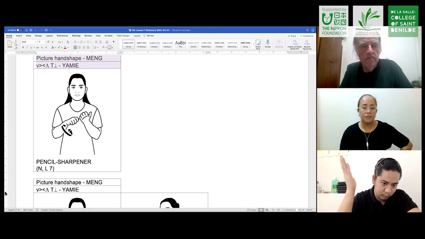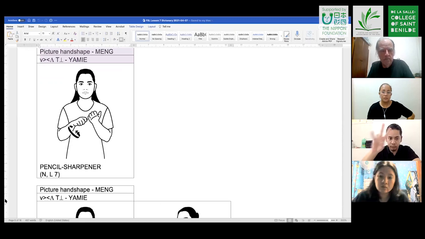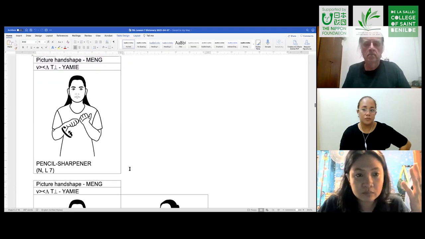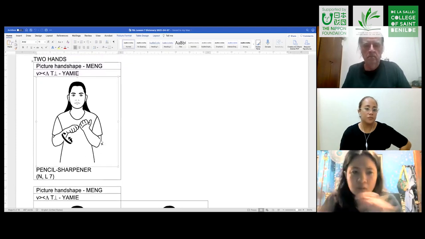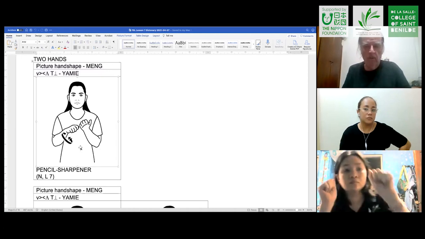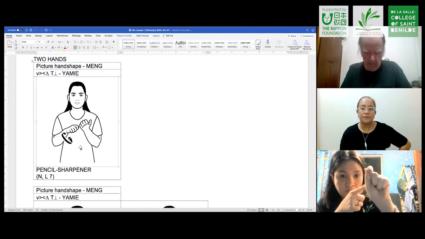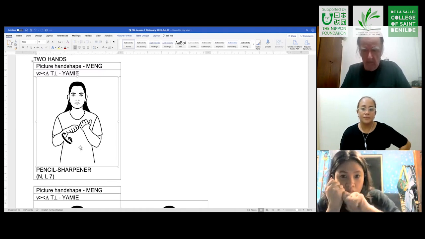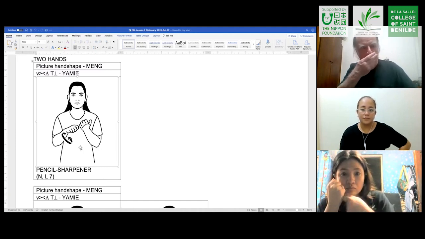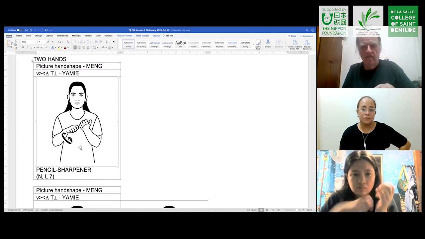Meng, did you want to present? This is lesson 7. Okay. So we have pencil sharpener. This is the hand shape. Pencil sharpener.